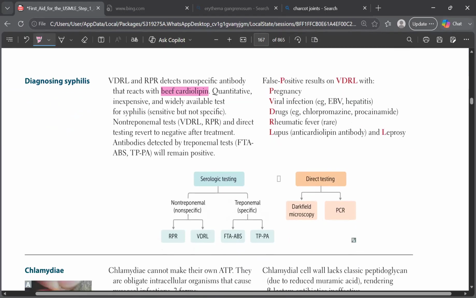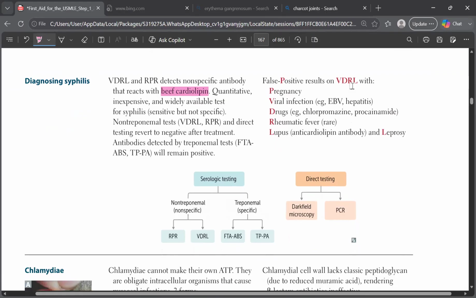Okay, how about we just first do the direct testing, which is by dark-field and PCR. Serologic testing might be non-treponemal or treponemal. The non-treponemal tests will react with non-specific antibody. They are inexpensive and widely used, but they're not specific, and they revert to negative after treatment.